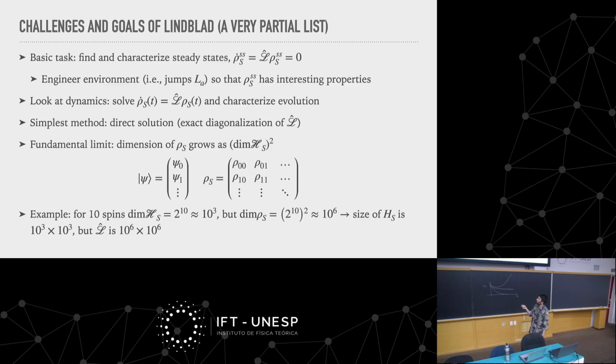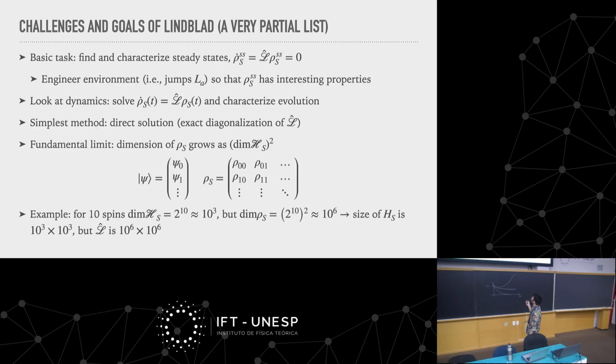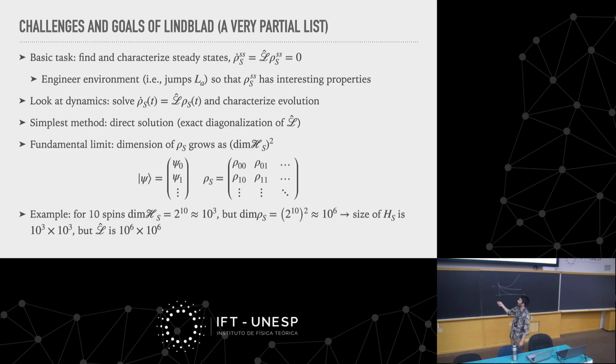For instance, if you take a system which is just 10 spin-1/2 objects, let's say 10 two-level atoms, the dimension of the Hilbert space is about 1,000. But the dimension of the vector space in which the density matrices live is 1 million. So if you want to diagonalize the Hamiltonian as a matrix, it's 1,000 by 1,000, but the Liouvillian is 1 million by 1 million. So essentially doing exact diagonalization on 10 spins is usually already borderline on most computers.